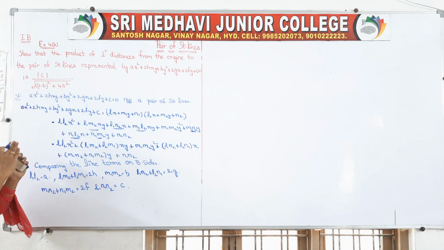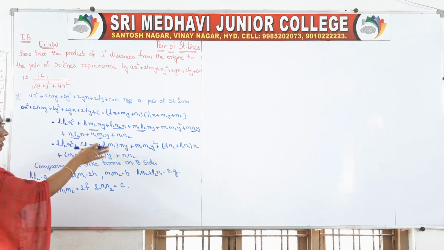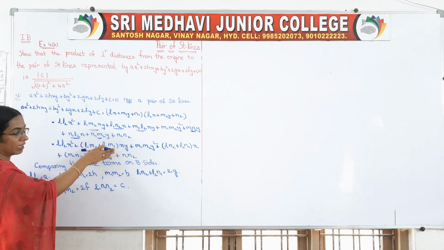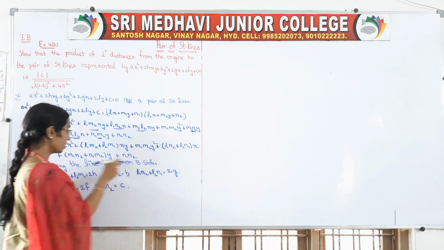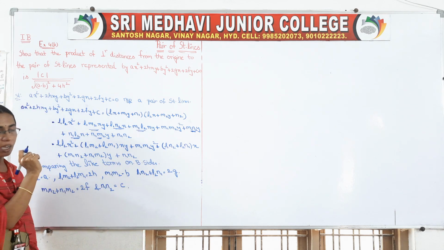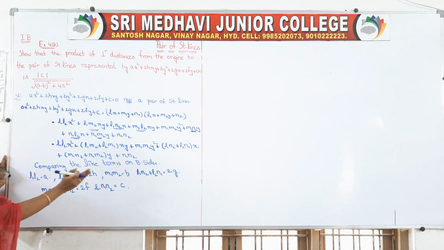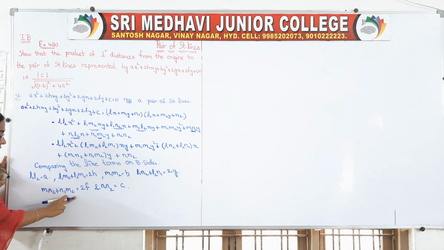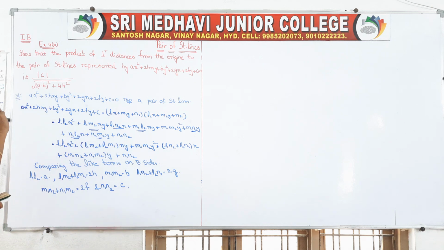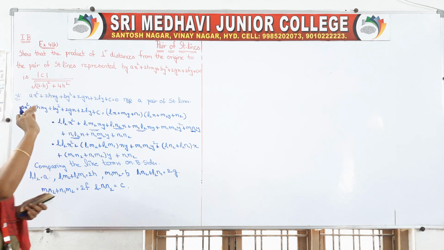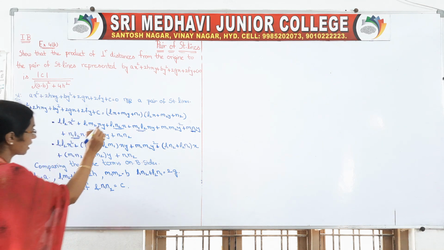So we just multiplied the two line equations. After that we took like terms together, xy terms, x terms, y terms. After that we just compared the like terms on both sides. You got your a, b, 2h, 2g, 2f, c values. Okay. Next we have to find the perpendicular distance from origin to the first line, right?